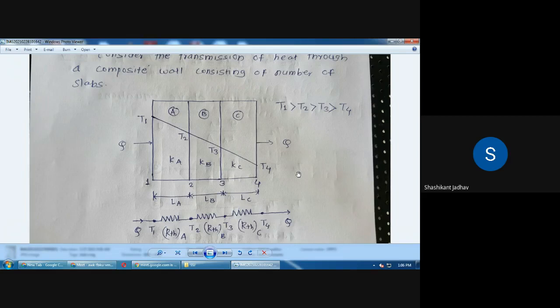Okay, and what about the temperature? So T1 is greater than T2, greater than T3, and greater than T4. That is the temperature distribution. Along the thickness, what will happen? The temperature will reduce. So T1 is greater than T2 is greater than T3 is greater than T4. Okay, so this is the diagram of the composite wall. Below that we have to draw the diagram in the form of an electrical system.